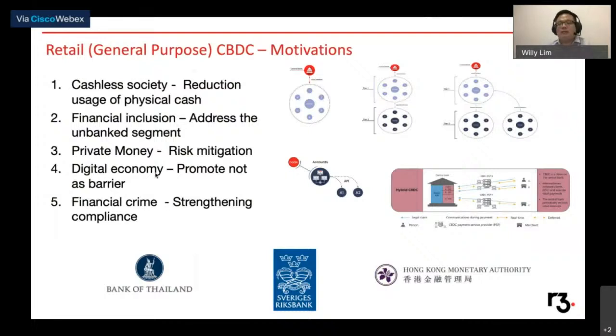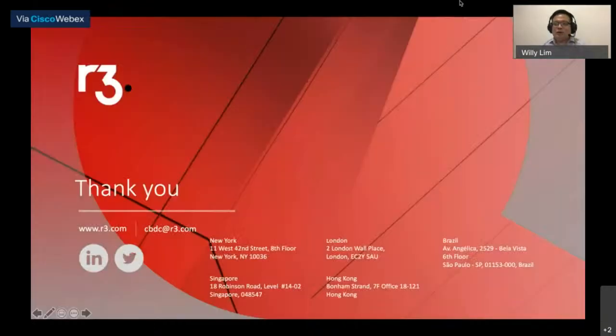In fact, it expands the ecosystem. It promotes the digital economy by removing barriers. And again, as I mentioned earlier, it strengthens compliance. It's giving us a fighting chance to fight financial crime. Now, I end this session by answering some of the key questions raised here.